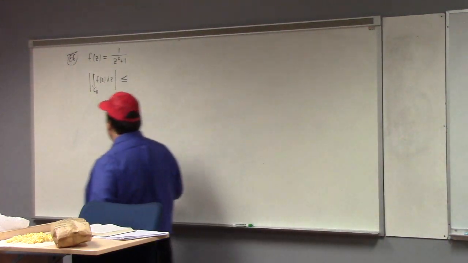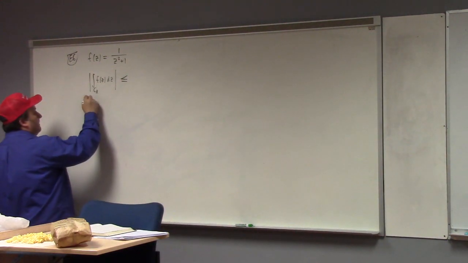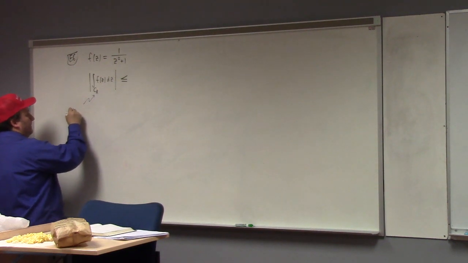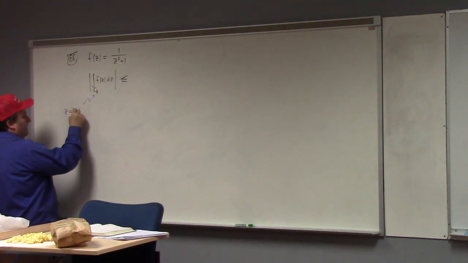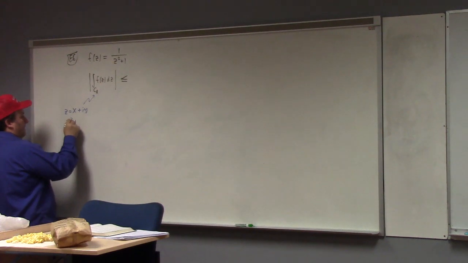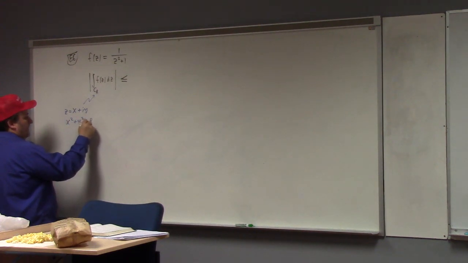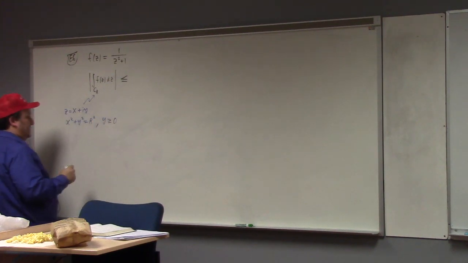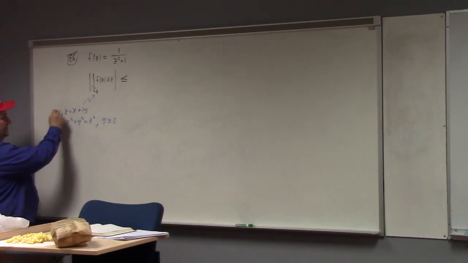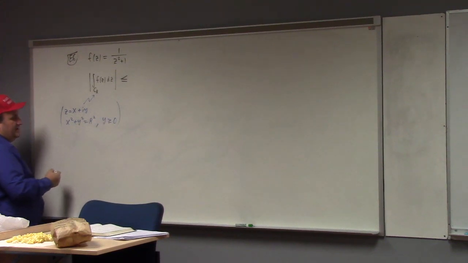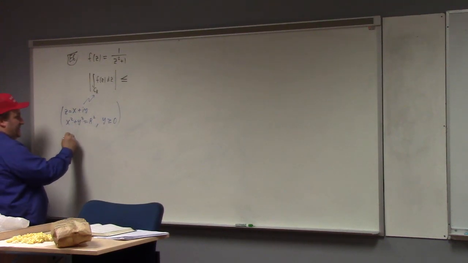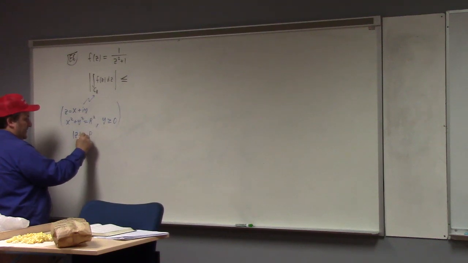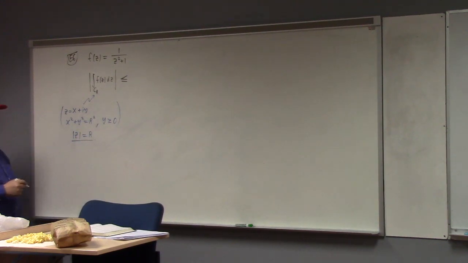Instead of x plus y, x squared plus y squared equals r. And y is greater than or equal to 0, right? But we can be more boring and just say modulus of z equals r. Okay? Modulus of z equals r.